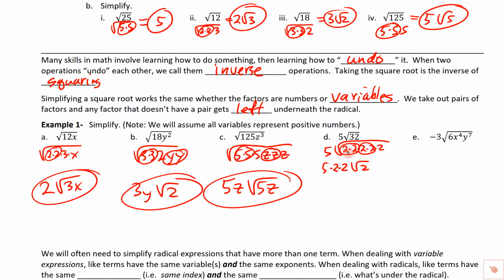Again, it's all multiplication. That would make a 4. 5 times 4 would be 20. So we get 20 radical 2. So we'll go ahead and circle that one.